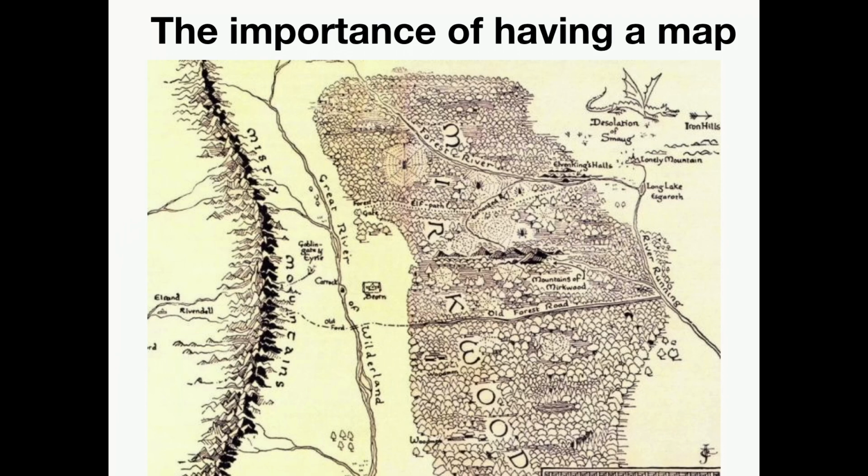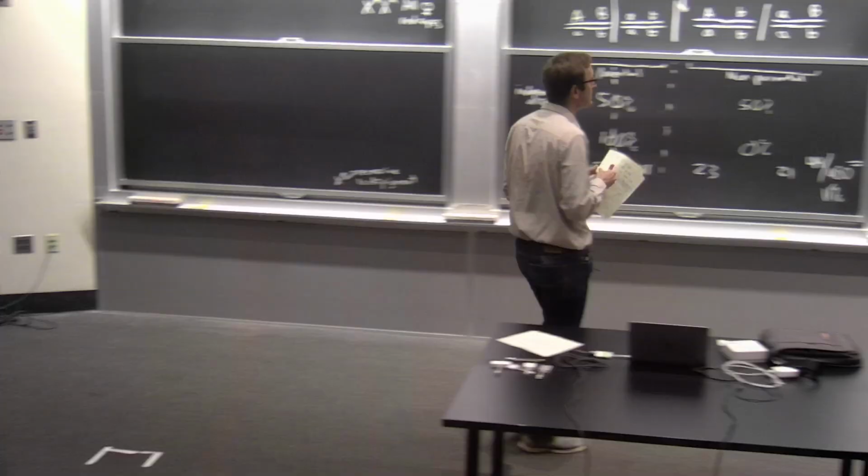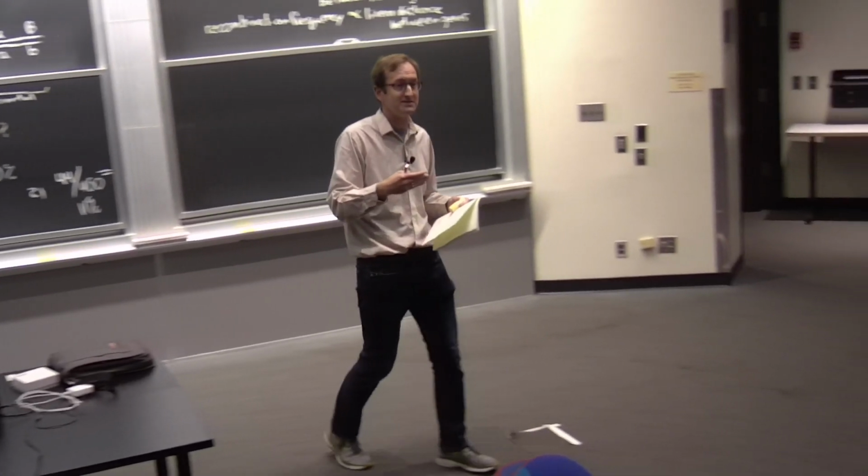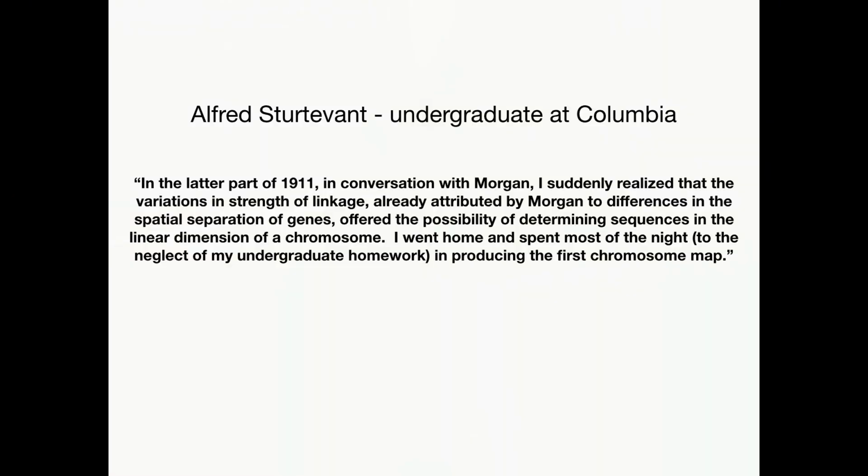So this idea that recombination frequency can be used to measure distances between genes, and that this could be used to generate a map, is an idea that an undergraduate had while working in Thomas Hunt Morgan's lab back in 1911. And what I find fascinating about the story is this guy basically blew off his homework to produce the first genetic map in any organism.